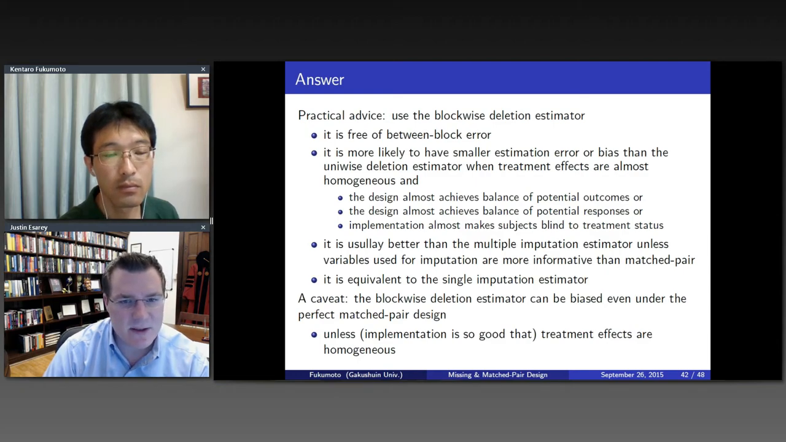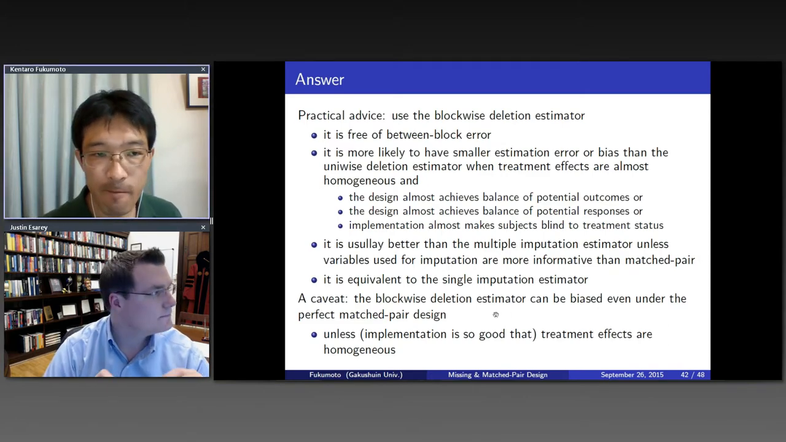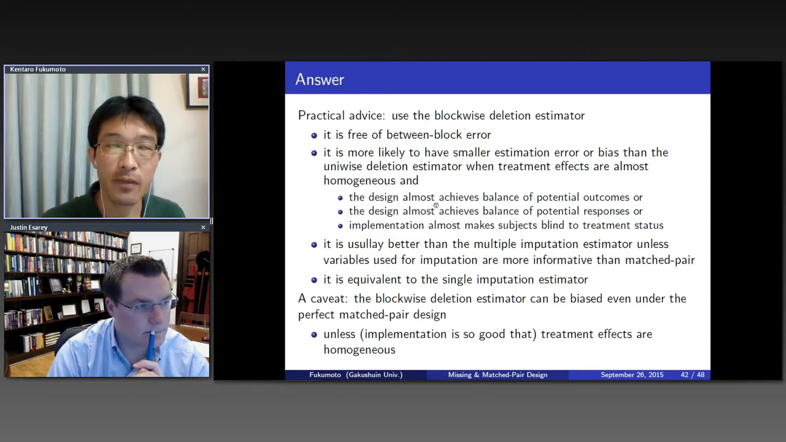So is there something specific, just to make sure I'm interpreting that correctly, is there something specific to the matching design that makes that problem worse, or is it inadvisable to take that approach in other kinds of parametric models? Yeah, actually, it depends on the quality of the matching variables and the quality of the variables which are used for imputation or the missing mechanism, and so it depends on the application or data set.